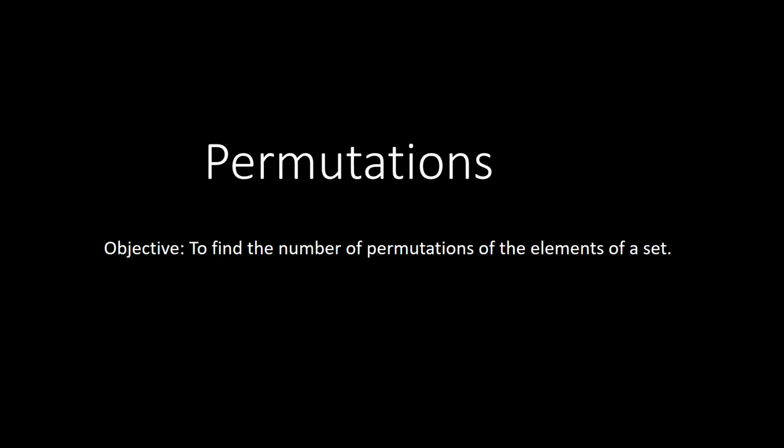In this lesson, you will learn how to find the number of permutations of the elements of a set. And what we're doing in this lesson is going to be the basis for probability, because for probability, we need to know how many total possible outcomes there are. And with permutations, we are trying to determine, in these specific scenarios, how many outcomes we possibly have.